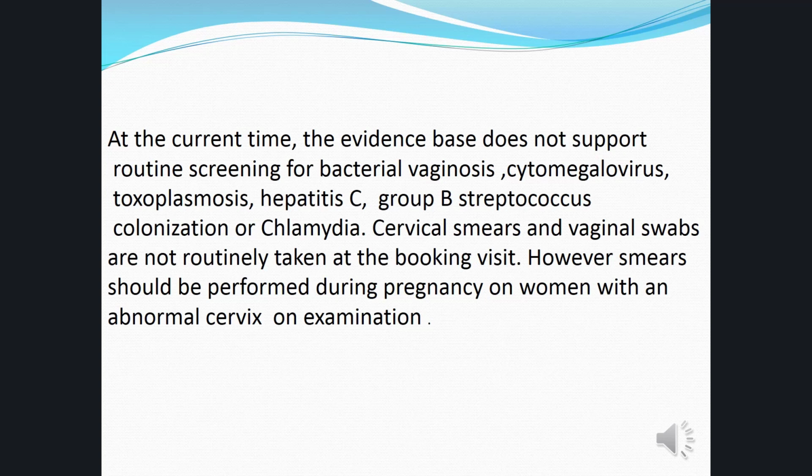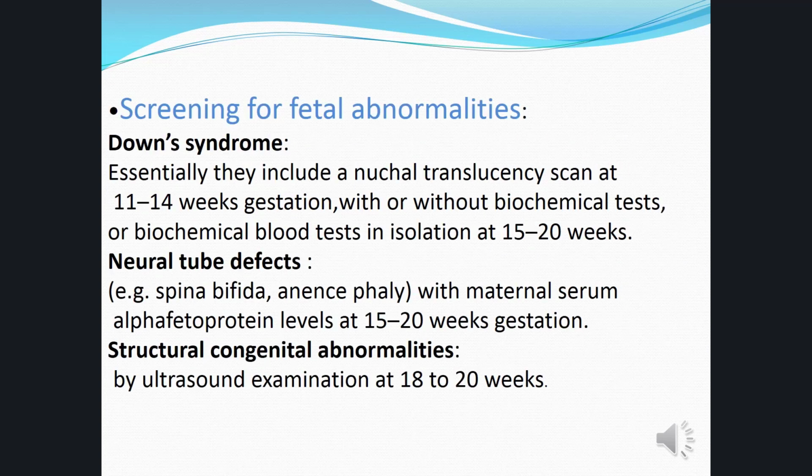For fetal abnormalities, Down syndrome screening essentially includes a nuchal translucency scan at 11 to 14 weeks gestation, with or without a biochemical blood test, or a biochemical blood test in isolation at 15 to 20 weeks of gestation. Neural tube defects such as spina bifida and anencephaly are screened with maternal serum alpha-fetoprotein level at 15 to 20 weeks of gestation. Structural congenital abnormalities are detected by ultrasound examination at 12 to 20 weeks.